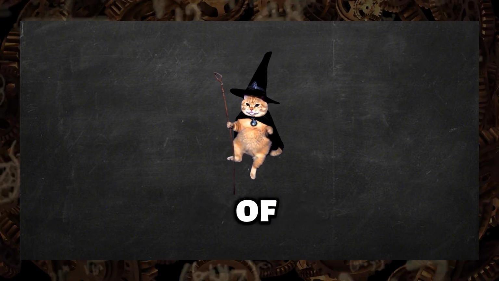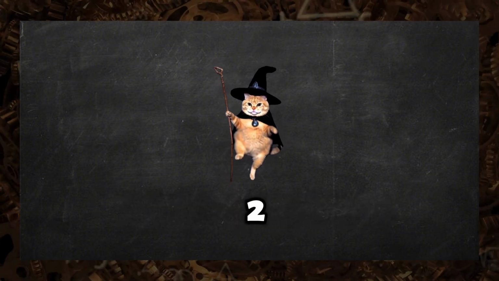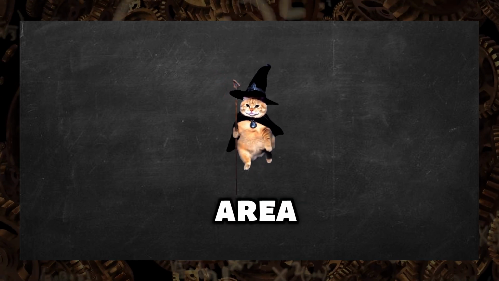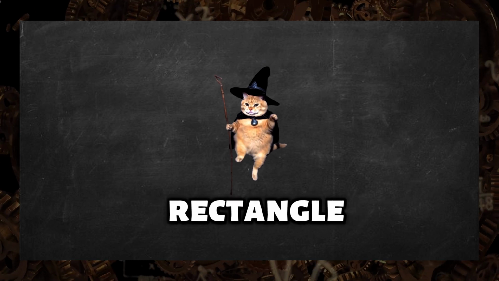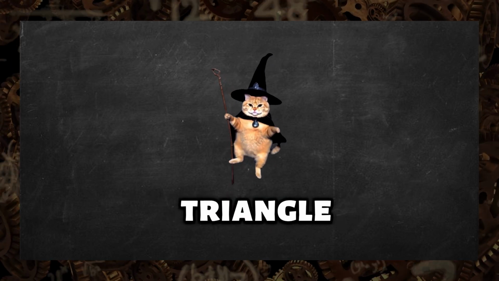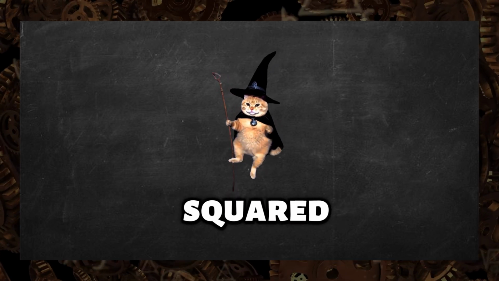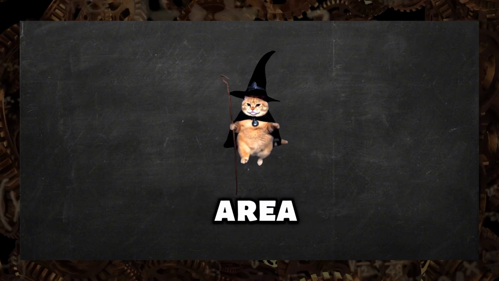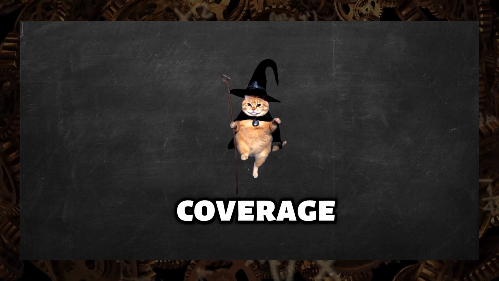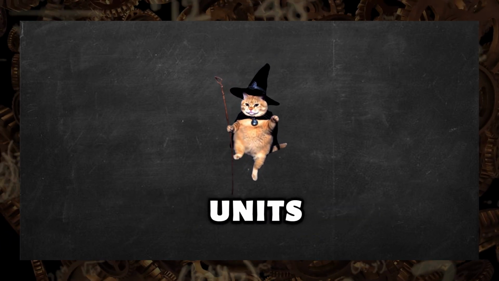Perimeter sums lengths of boundaries, like a rectangle 10 by 6 with perimeter 2 times (10 plus 6) equals 32 units. Area quantifies surface: rectangle length times width equals 60 square units, triangle half base times height, circle pi radius squared. Units are squared for area, such as square meters, emphasizing two-dimensional coverage. Volume for three-dimensional, cubic units.